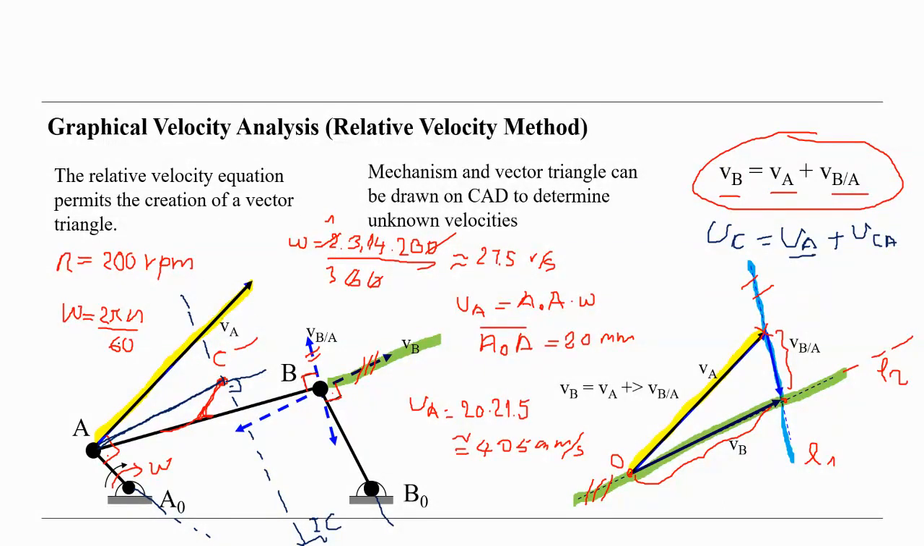So again, we easily find the direction of the velocity of C and the direction of the velocity of C about A, and we know the direction and magnitude of VA, and we can calculate graphically like we did for the point B.